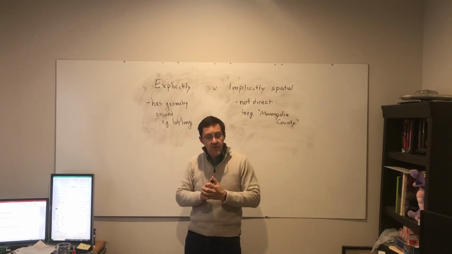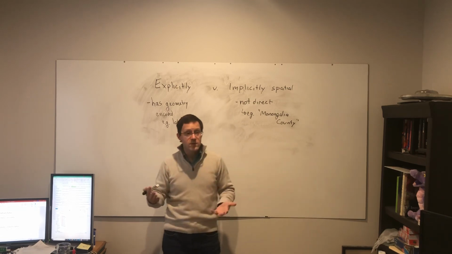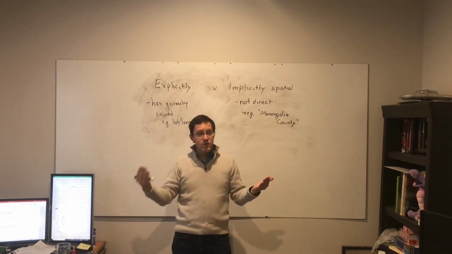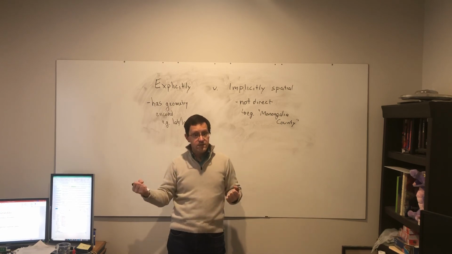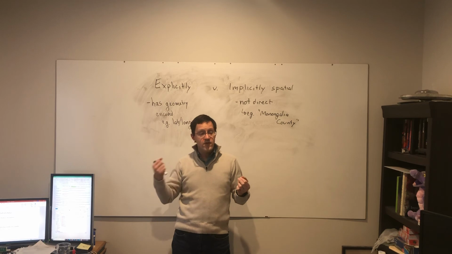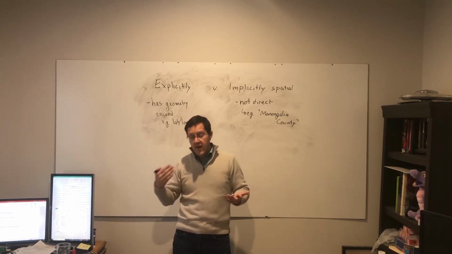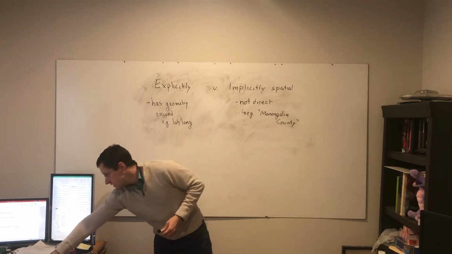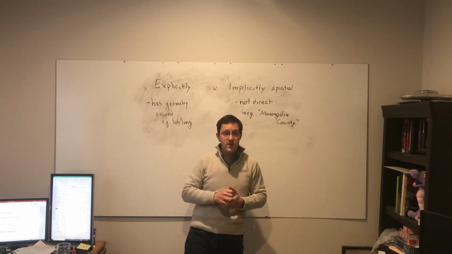So those are these 5 different distinctions of the data that we can be using: qualitative versus quantitative data, individual versus aggregated data, primary versus secondary data, implicitly spatial versus explicitly spatial data, and discrete data versus continuous data.